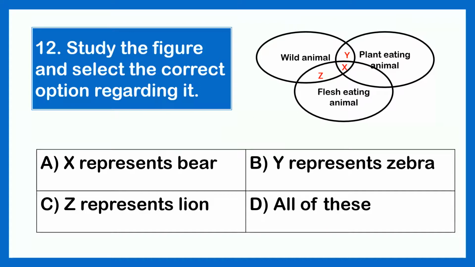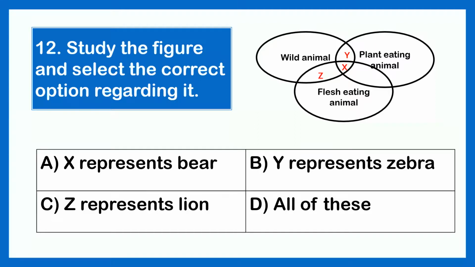Study the figure and select the correct option regarding it. Let us look at the figure. X is a wild animal. It is a plant-eating animal and is also a flesh-eating animal. Y is a wild animal as well as a plant-eating animal. Z is a wild animal and a flesh-eating animal.